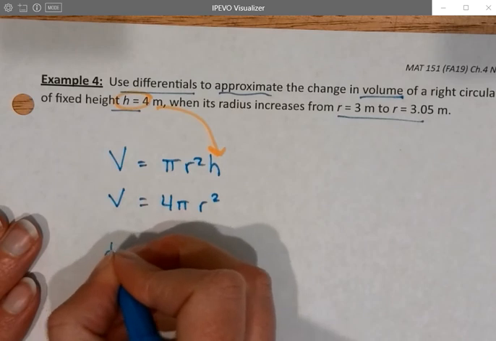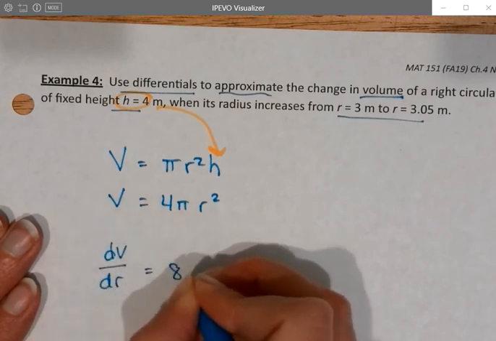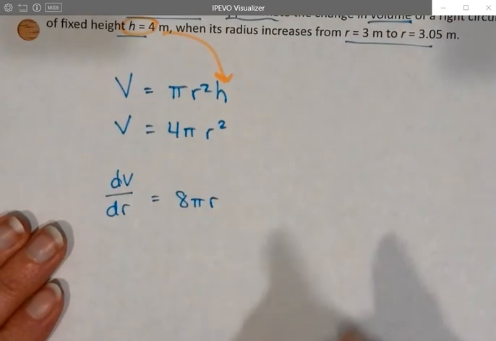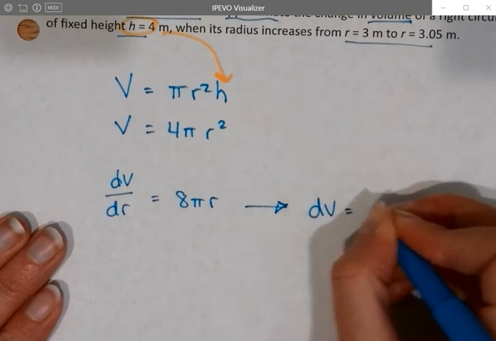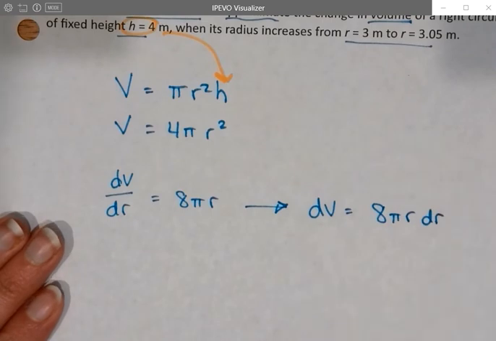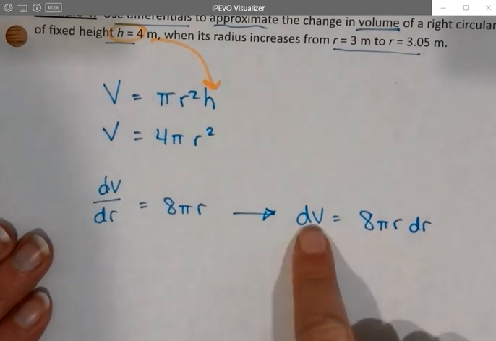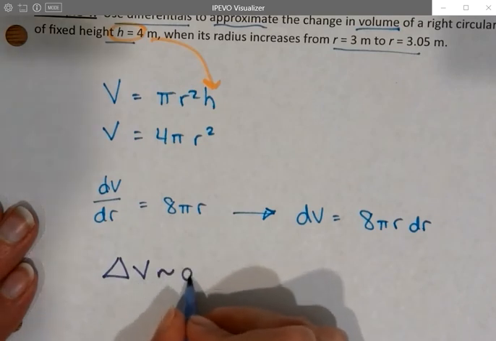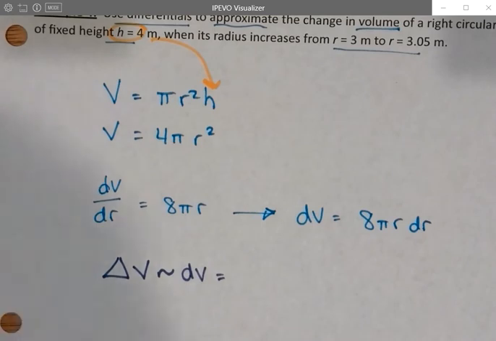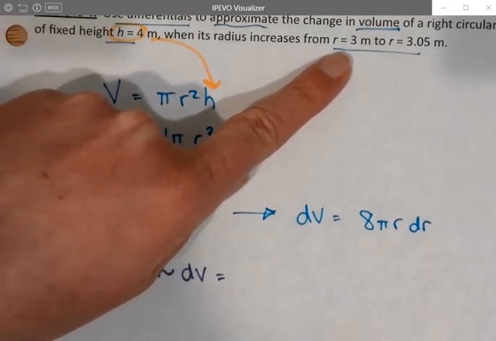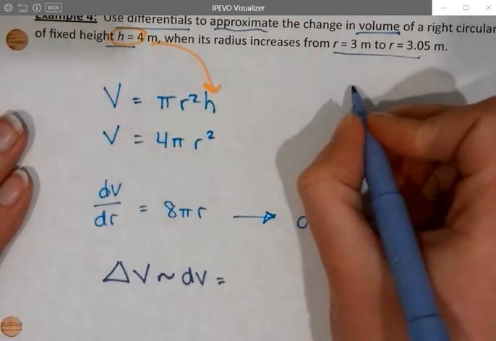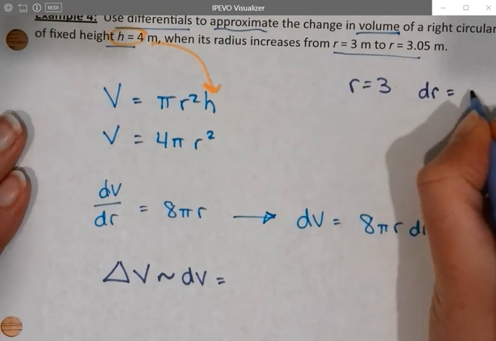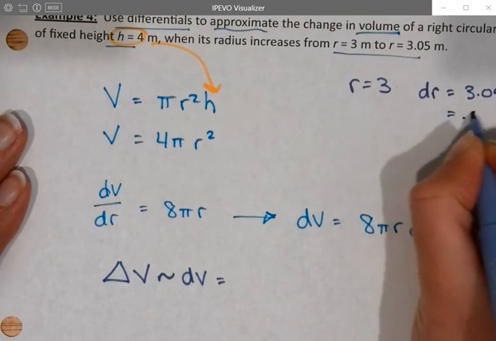So if we take dv dr, it's going to give us 8 pi r for the derivative. The derivative of r with respect to r is 1, dr is 1. This is the derivative. Now we're going to get it in differential form. So in differential form, we're going to say that dv is 8 pi r times dr. Now we're going to be able to estimate the change in volume because dv isn't the change in volume. The change in volume is delta v, but delta v is approximately equal to dv. I know that r increases from 3 to 3.05, so that means that I'm going to use an r value of 3 and a dr value of 3.05 minus 3, or positive 0.05.